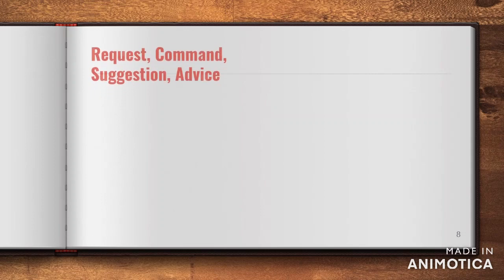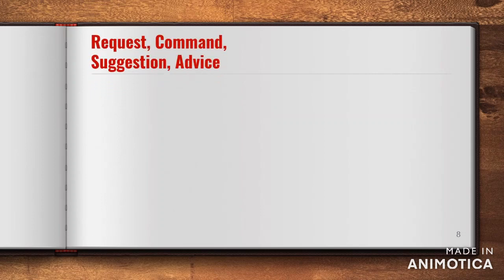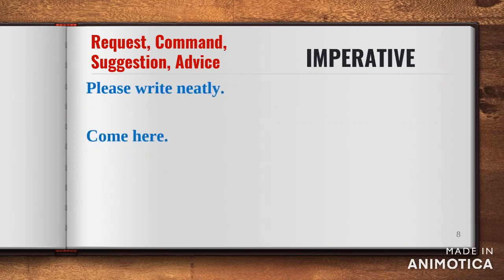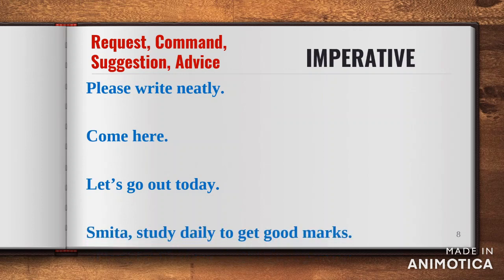A sentence wherein we request, give an order, offer a suggestion or an advice is known as an imperative sentence. Here are some examples. Please write neatly. This is a request. Come here. It's an order. Let's go out today. It's a suggestion. Smita, study daily to get good marks. Here an advice is offered to Smita.